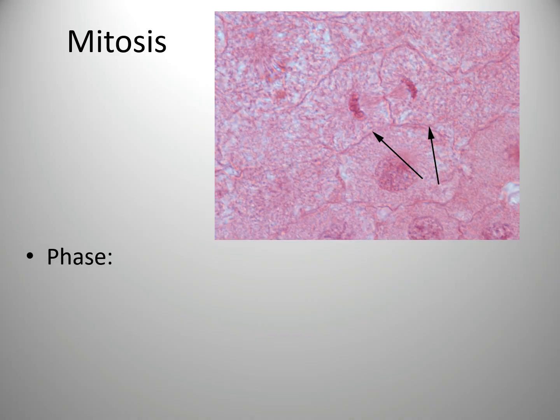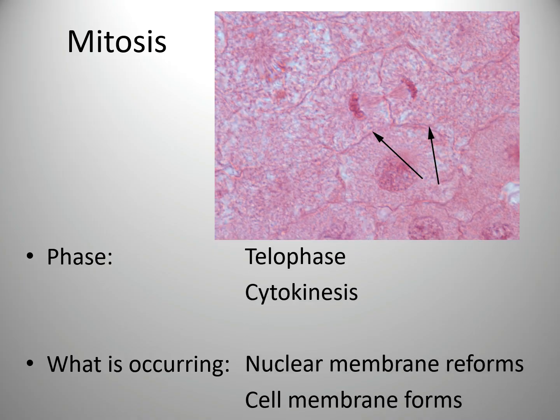So then, as the copies of the chromosomes get to opposite ends of the pole, now we're definitely seeing that there are two cells that are going to be formed. So now one copy of the DNA is on one side of the cell, the other copy is on the other side of the cell.